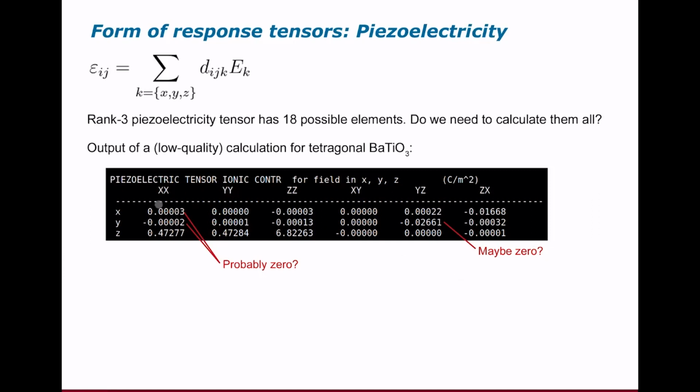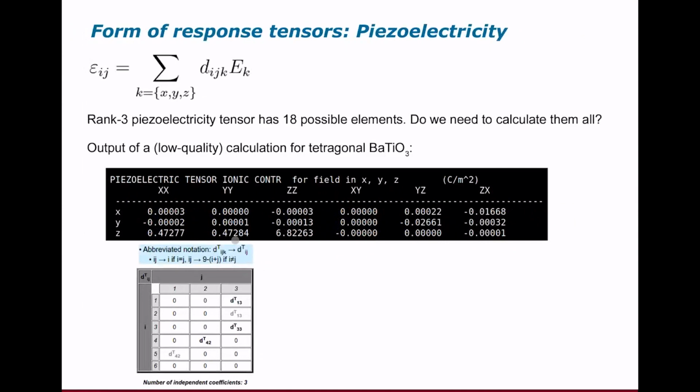For example, these two, in a tetragonal system, you can guess, but you have this term, which is 0.47277, and you have this term, which is 0.47284. These should probably be equal to each other, right? Yeah, but let's be sure. Let's check this, right? So when you do that check using the tensor tool, which also has the piezoelectric tensor there, this is the output you get. Now, this says there are 3 independent coefficients, so most components are 0, but the output is a bit more complicated than what we had before.